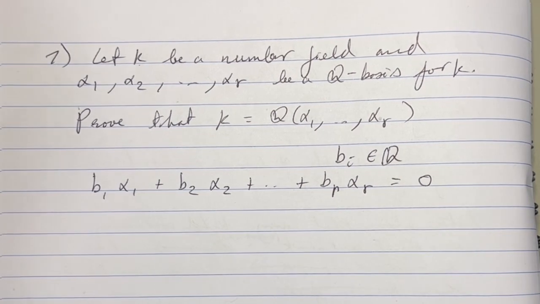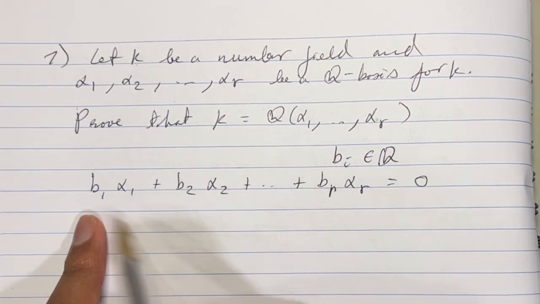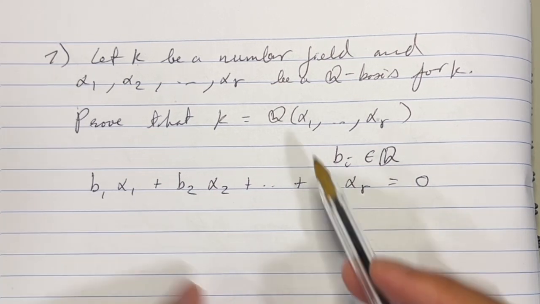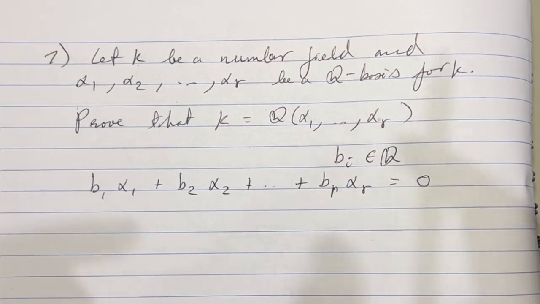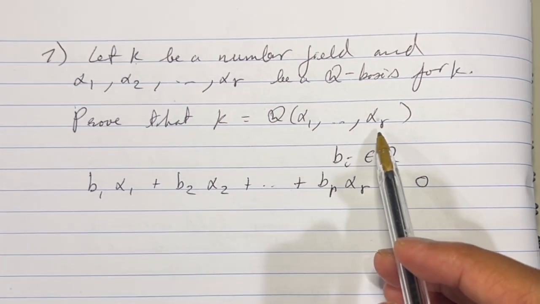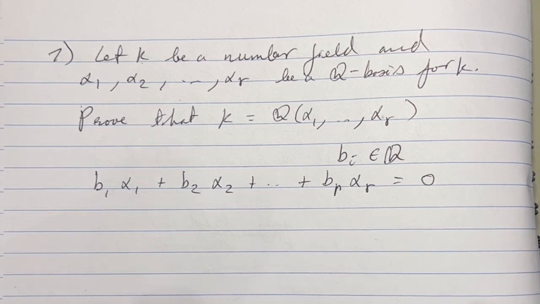Okay, so it says prove that K is Q adjoin α1 up to αR, and this does look like a difficult problem. It's actually fairly straightforward. The elements of this form are going to be in Q adjoin α1 up to αR. So wait, before that, what is Q adjoin α1 up to αR? It's the smallest field containing α1 up to αR.